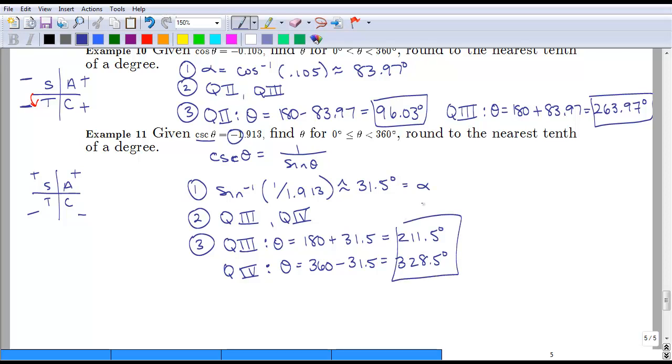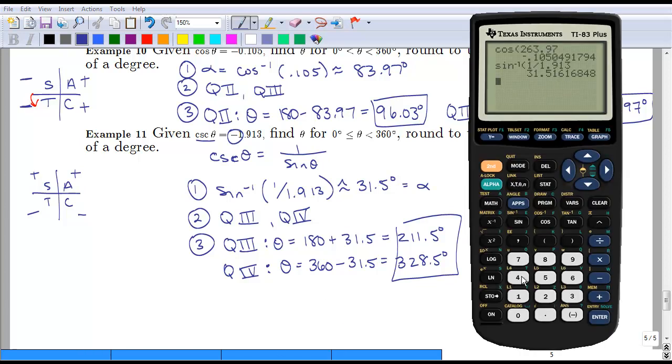Again, we could check this. If we take 1 divided by the sine of 211.5 degrees, we end up with negative 1.913. A little bit of an issue with rounding there, but not too bad. And for the other one, 1 divided by the sine of 328.5 degrees. Again, same number here. So in this case, we are okay. These are the two angles that we needed.